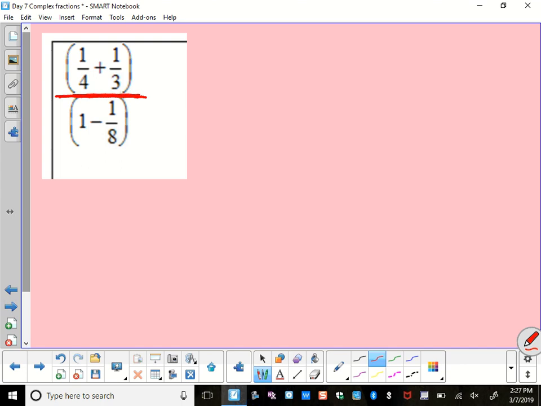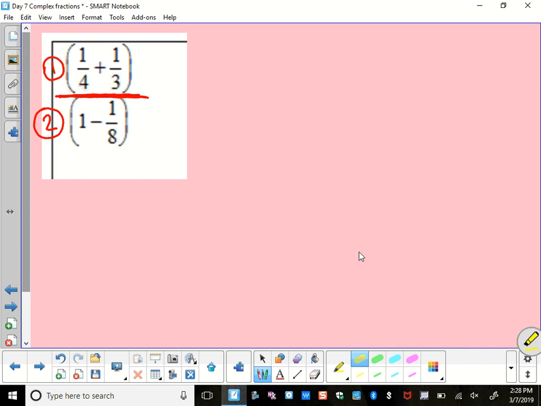The first one on the back page, I had a top fraction and I had a bottom fraction. Once again, I could put this in my calculator, but you guys need to know how to do it with only numbers before we add in our variables. 1/4 plus 1/3. Can I just add that straight across? No. Why? They don't have the same denominators. Good. That's what we just quizzed on.